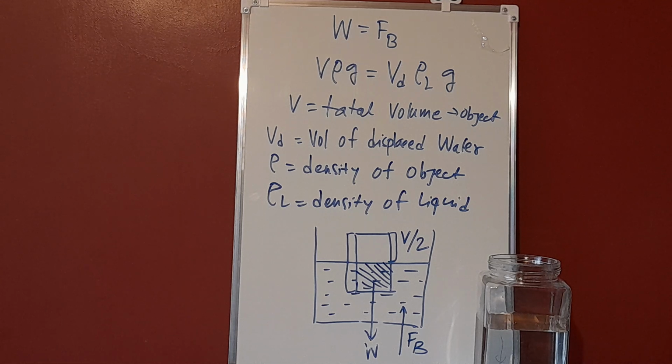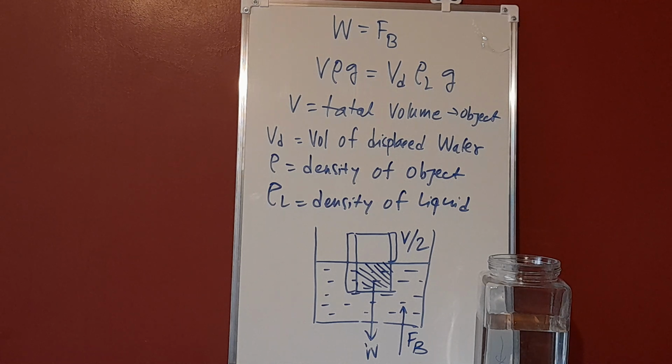Next is the weight of the object. So weight W is equal to mg, and m is equal to volume of the object into density. So here, V is equal to the total volume of the object, and rho is the density of the object.